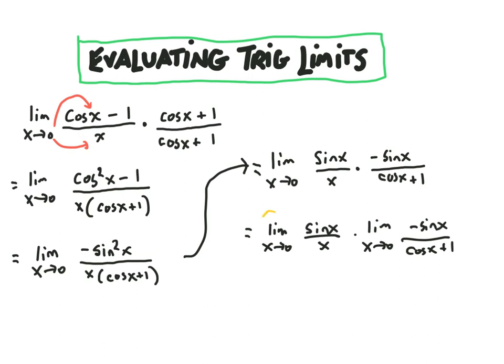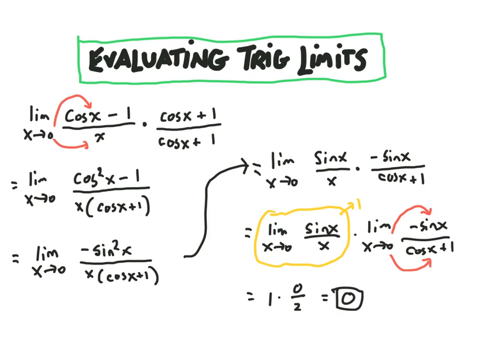It is equal to 1, based off our proof from the sandwich theorem. Starting to see why that proof was very, very important to get things started. What's left is the limit as x goes to 0 of negative sine x over cosine x plus 1, and that can be evaluated via substitution. When I sub in 0, I get 0 divided by 1 plus 1, which is 0 divided by 2, or 0. And that means that the limit as x goes to 0 of cosine x minus 1 divided by x is equal to 1 times 0 divided by 2, or 0.